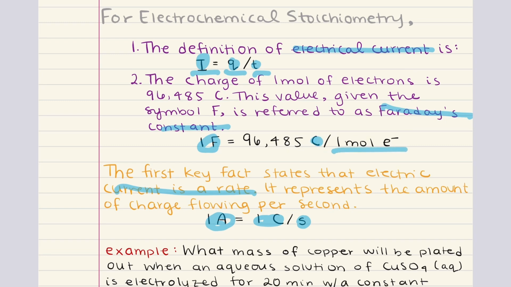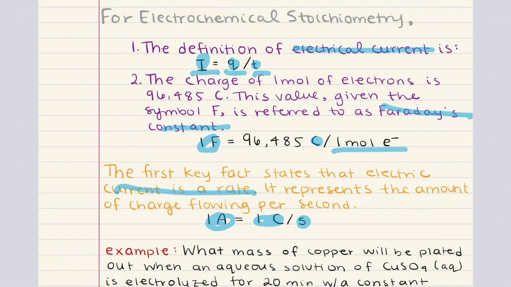This value is essential for calculating the amount of chemical change driven by a specific electric current over time. It tells us that transferring 1 mole of electrons through a circuit corresponds to a total charge of 96,485 coulombs. So to summarize, the two key concepts to take away are: 1, current is a rate.